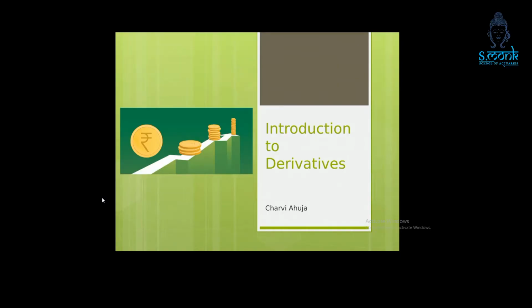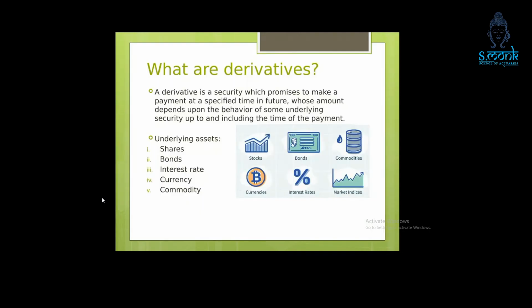In this lecture, we will give a brief introduction to derivatives. From the name itself, derivatives sound like they're derived from something. That is indeed very much true. The value of a derivative is derived from the value of another asset, which is known as the underlying asset or just the underlying. The underlying asset could be shares, bonds, interest rate, currency, or even commodities like gold or oil. When the price of the underlying changes, the value of the derivative also changes. For example, the value of a derivative derived from a particular share changes with the change in the share price.